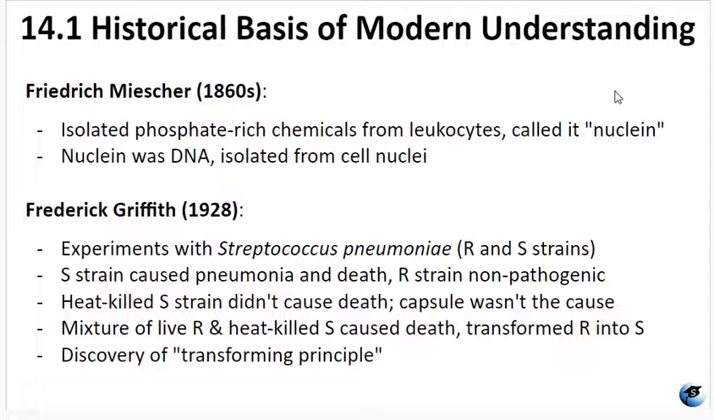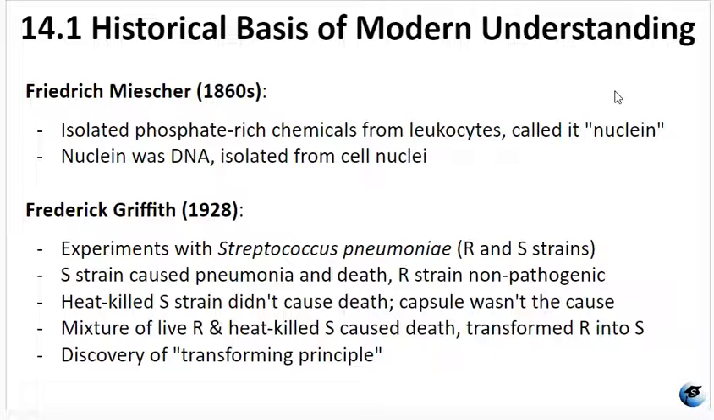Our understanding of DNA began with the discovery of nucleic acids and the development of the double helix model. In the 1860s, Friedrich Miescher, a physician, isolated phosphate-rich chemicals from white blood cells, which he called nuclein. He actually dug dirty dressings out of the garbage and collected it, and he recognized later on that the nuclein was DNA that he was able to extract from the cell nuclei.